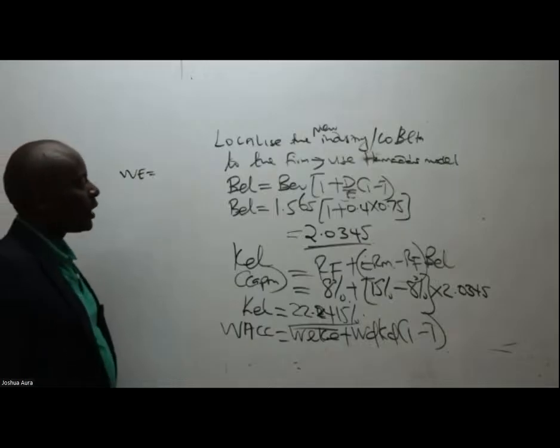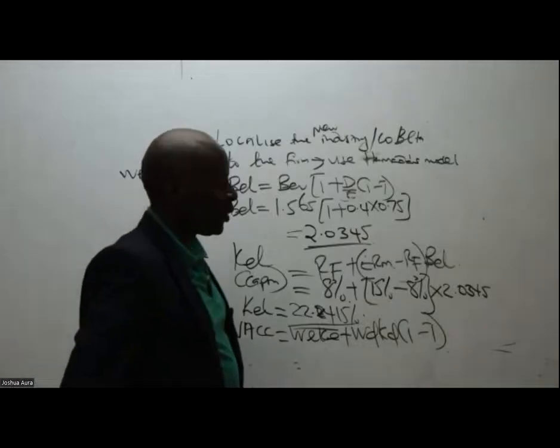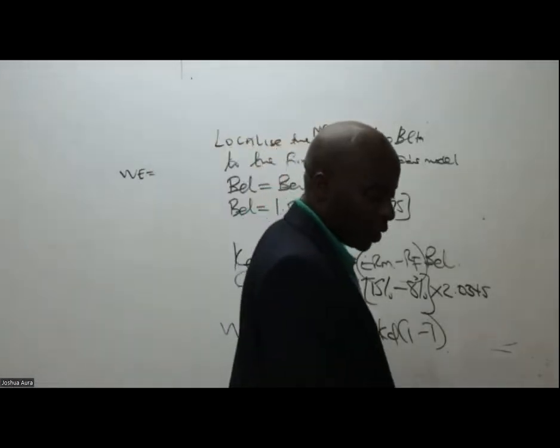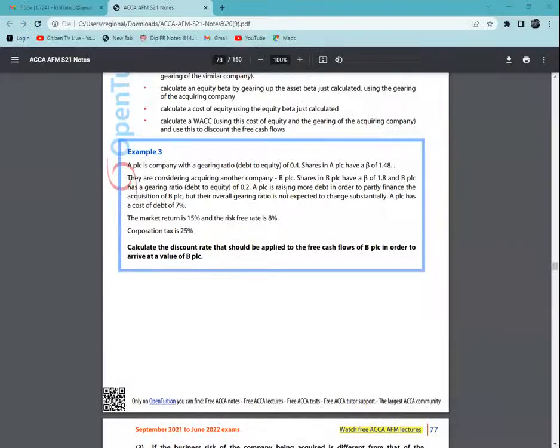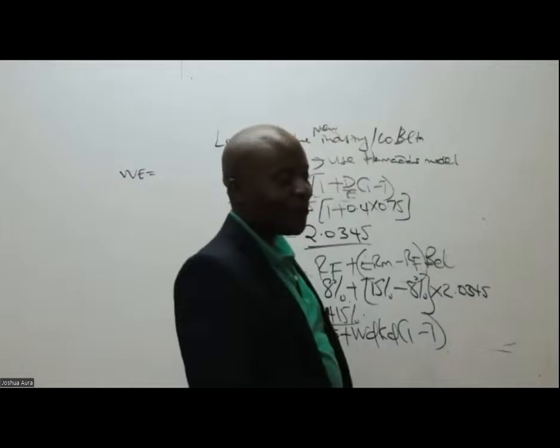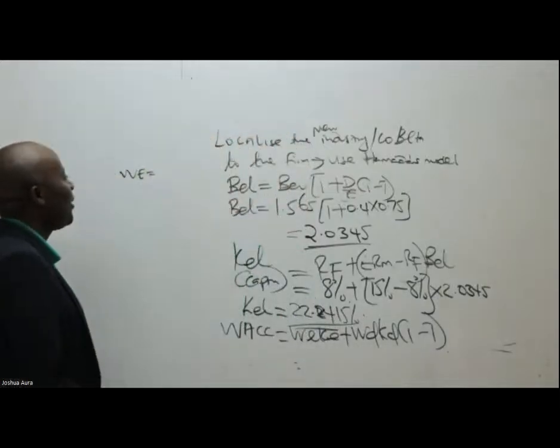Remember what they told us up there is that the debt to equity is 0.4. The debt to equity is 0.4 for the company. But you see, this is on the weight. Don't tell me that the debt is 0.4, equity is 0.6. No, this is quite a challenging one.